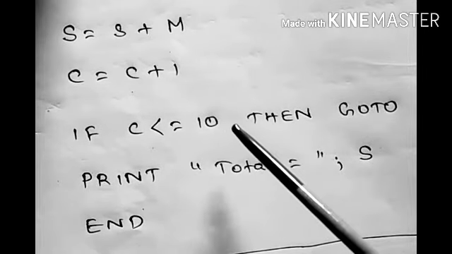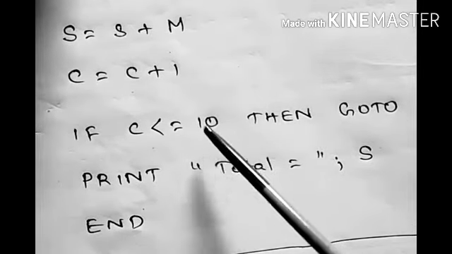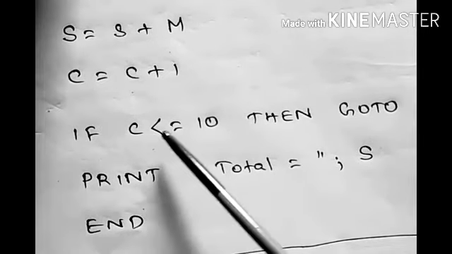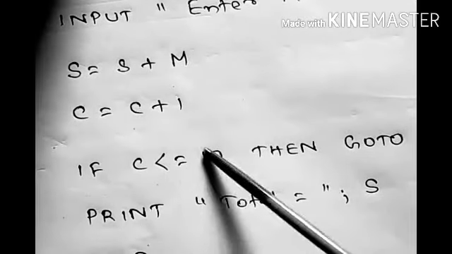If you want to input the marks of 12 subjects, you have to write 12 here. If 15, write 15 here. Whatever number you give here, that many times only the repetition of this program will take place. Repetition of this program means the repetition of the code between the label start and this if statement. These 3 lines will be executed repeatedly as per the condition given here.